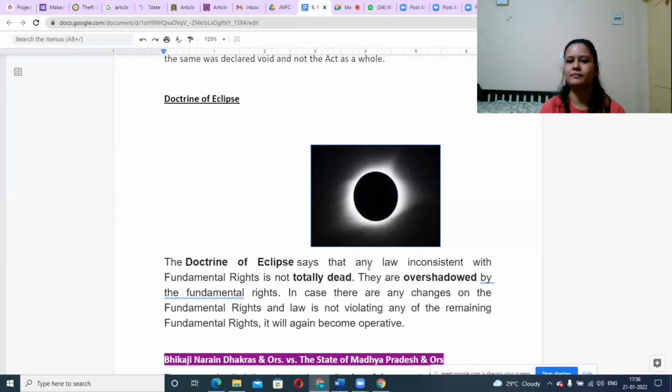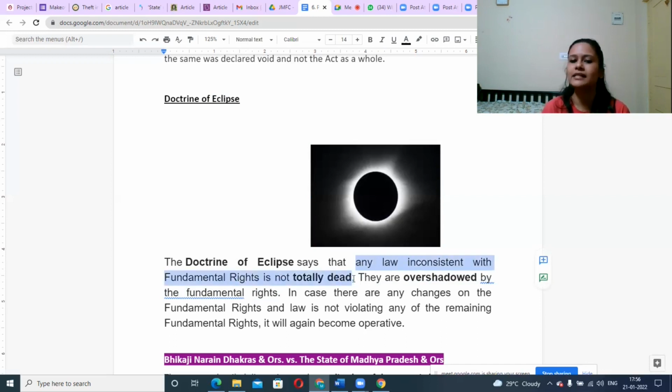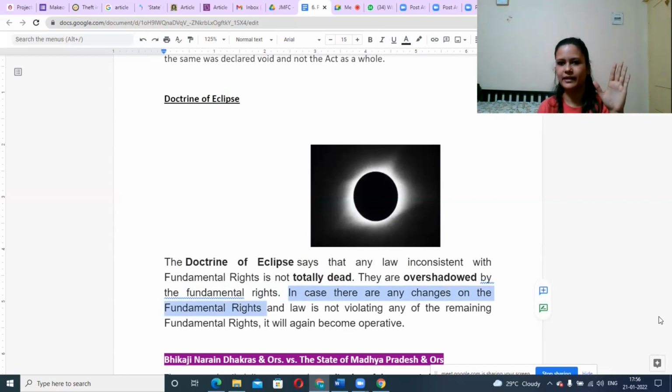So the doctrine of eclipse basically means that any law inconsistent with fundamental rights is not totally dead, but is overshadowed by fundamental rights. And there may be a possibility, like we know, that law itself is dynamic, it keeps on changing. Today there may be a law, tomorrow it may be changed, day after tomorrow again it may be reversed. Changes keep on happening, right? So that is why they have said that in case there are any changes on fundamental rights. Today we are saying that this is what fundamental rights is.